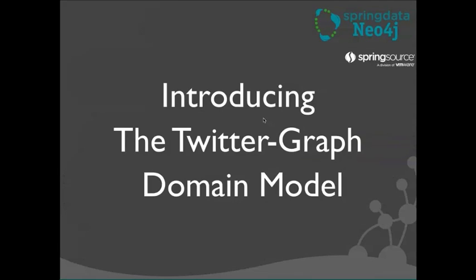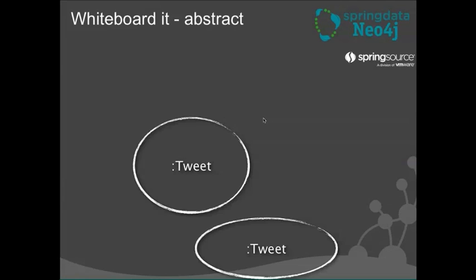Today, we want to look at the Twitter graph. So I start with the domain model. And the best way to create a domain model for a graph database is to actually whiteboard it. So you grab your colleagues, a pen, a whiteboard, and start doodling. And the doodles become your graph after that.